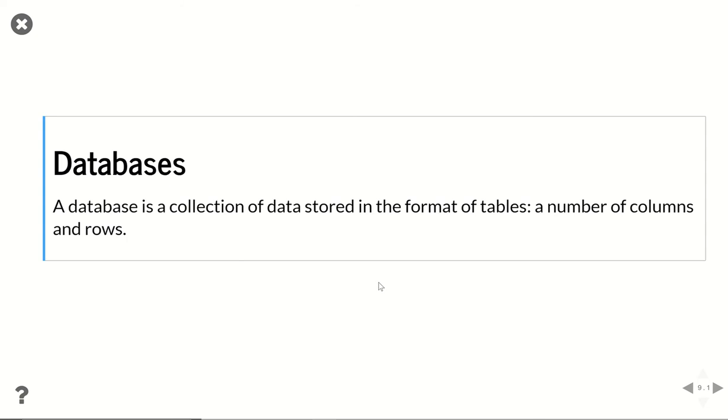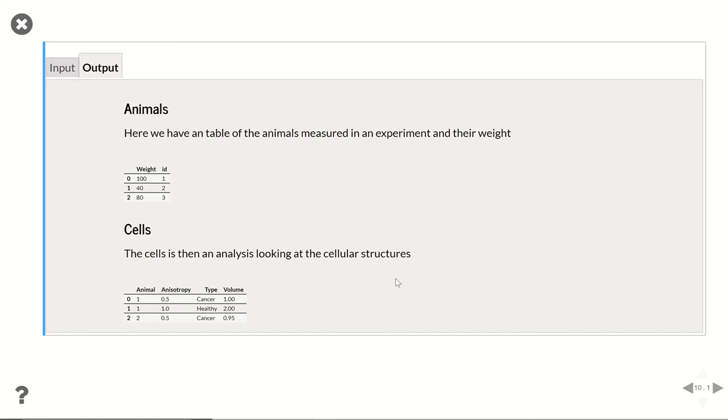But it's one of the good examples of how declarative computing works. And so what we'll show here is, if you have a very simple case of animals where you measured their ID and their weight, and then you have cells. For each animal, you've measured a number of cells. How can you analyze this in a reasonable way?